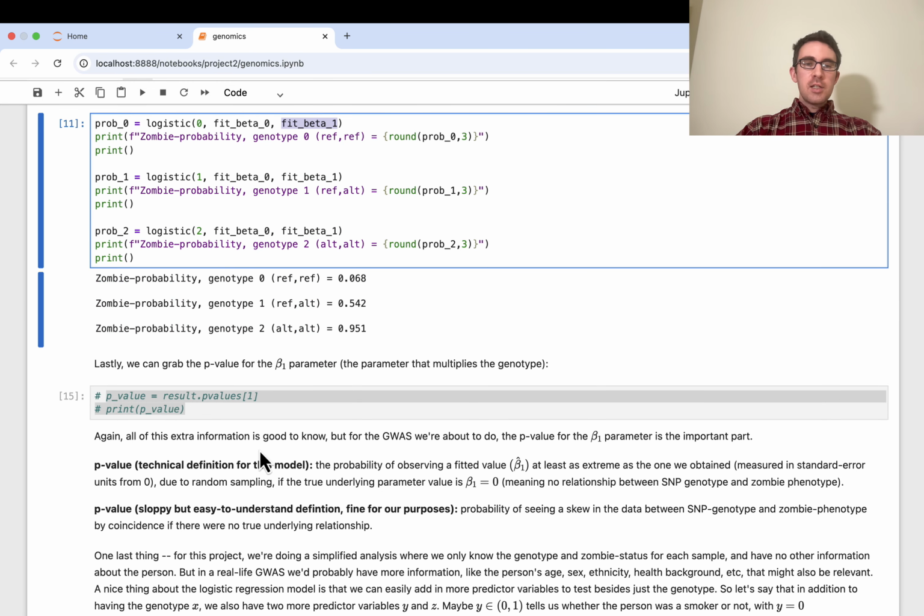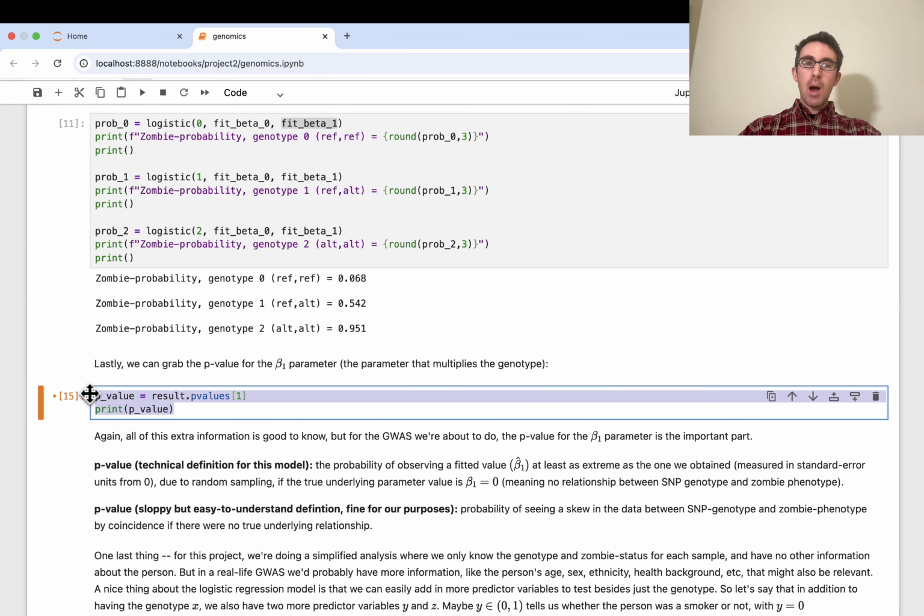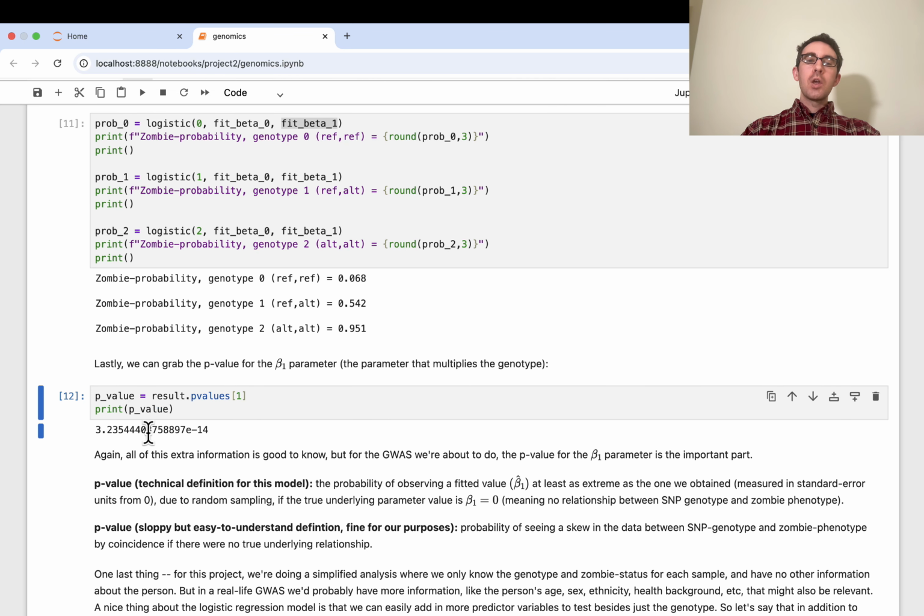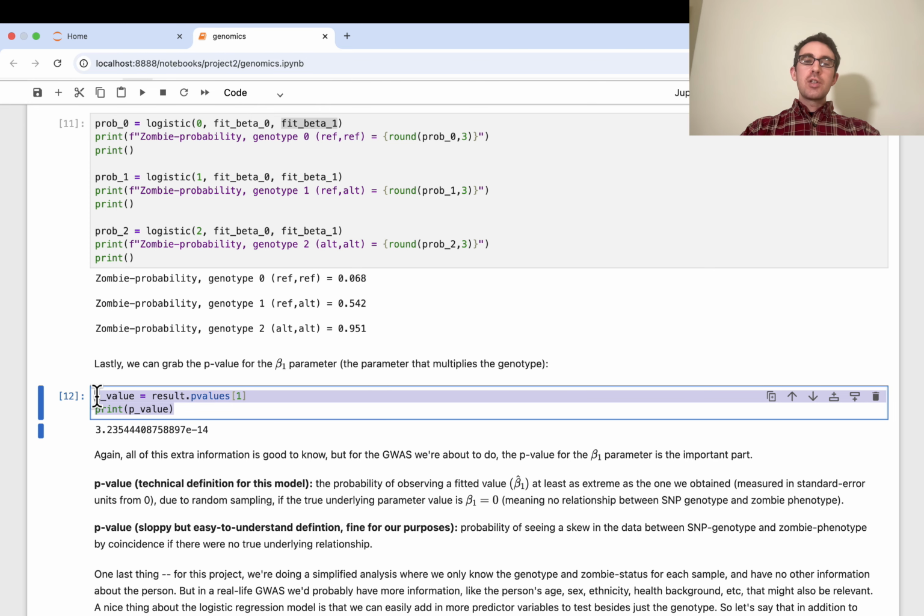Okay, so last thing to get out of these model fitting results for this SNP. And last thing, and really most important thing for the purposes of this project. In fact, the only important thing that we actually need to know is the p-value. The p-value for the relationship between the genotype and the phenotype for this particular SNP. And we can go ahead and grab that with this line of code here. So this is giving us the p-value for the relationship between the genotype and the phenotype for this particular SNP.